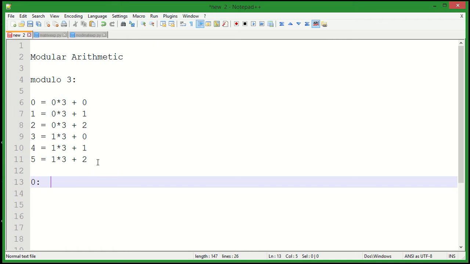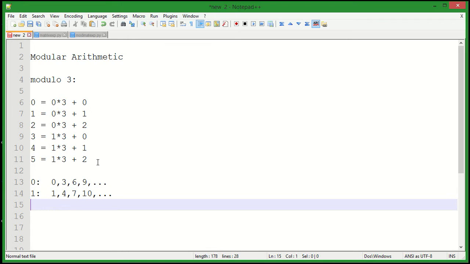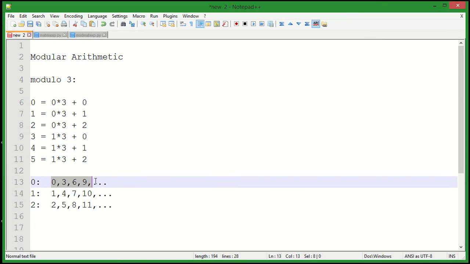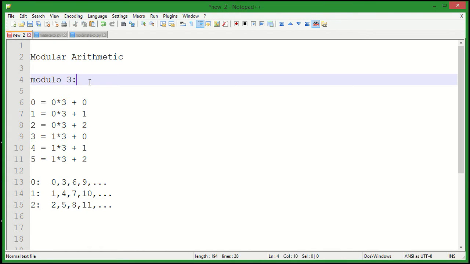So the ones that have a remainder of 0 are 0, 3, 6, 9, and so on. Ones that have a remainder of 1 are going to be 1, 4, 7, 10, and so on. And things that have a remainder of 2 are going to be 2, 5, 8, 11, and so on. So you can think about this exactly the way you think about even and odd numbers, but instead of having just 2 different types of numbers, we now have 3 different types of numbers because there are 3 possible remainders when you divide by 3.